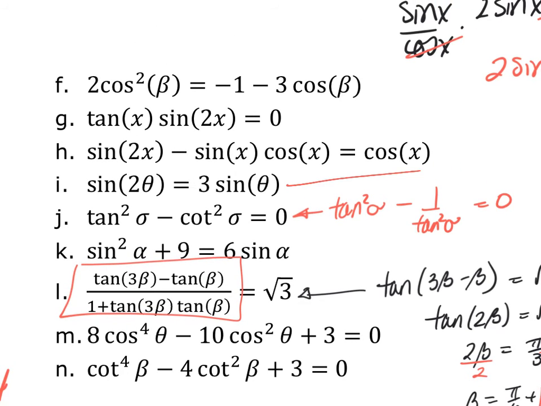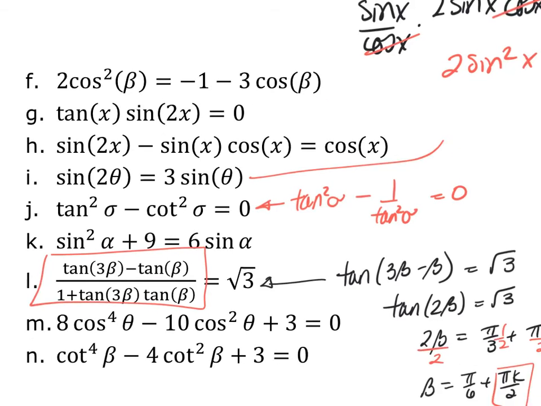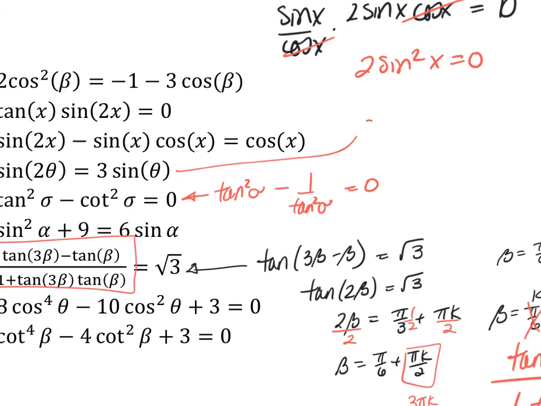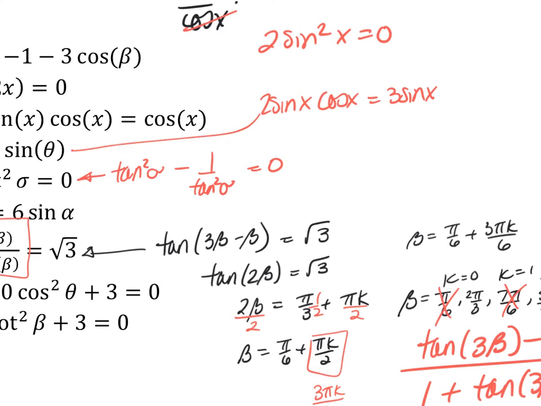This one has a mix of sine and cosine. You can do the same thing. So it is going to be 2 sine x cosine x is equal to 3 sine x. Bring everything to one side. You get 2 sine x cosine x minus 3 sine x is equal to 0. Factor out a sine x. And then you have 2 cosine x minus 1 is equal to 0. You set each one of those equal to 0.